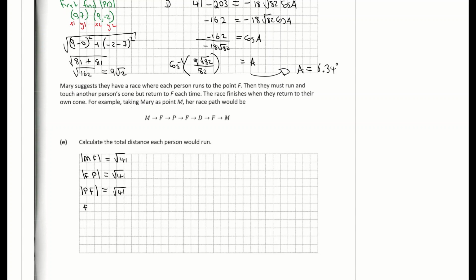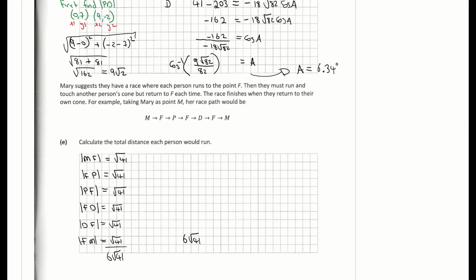From the center, she's now going to go to David's cone, which again is the same distance because these are all equidistant. From David's cone, she must now return back to the center, which again is root 41. And from the center, she will then go back to her own cone, which is root 41. So she has 6 root 41s basically, hasn't she? 1, 2, 3, 4, 5, 6. Yeah, so 6 root 41. And that won't simplify. So that's our answer there.